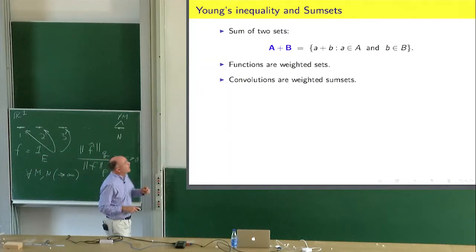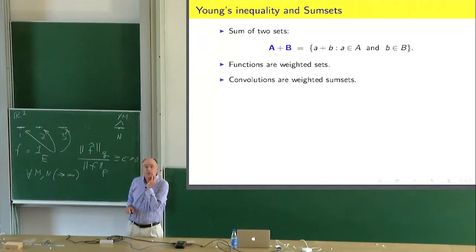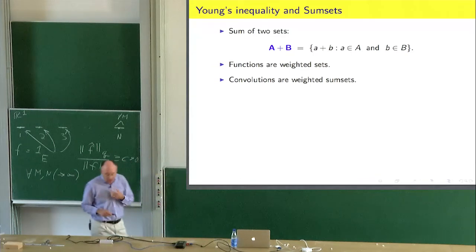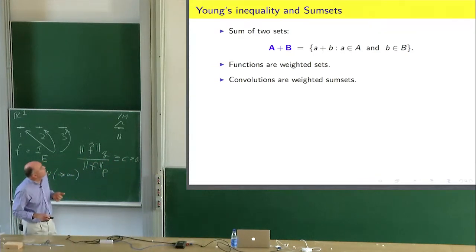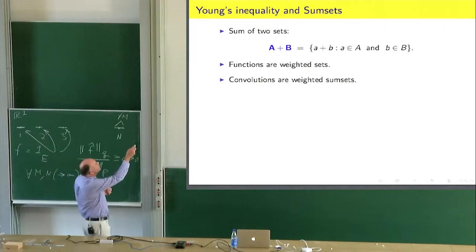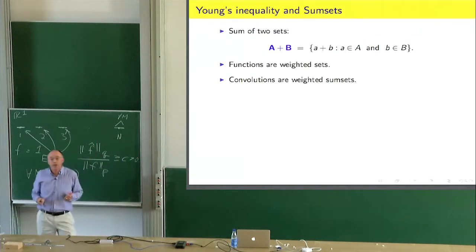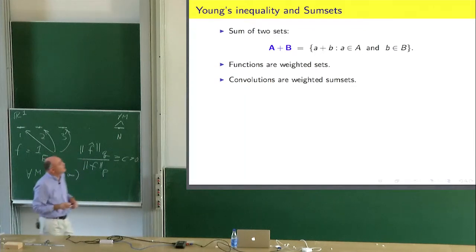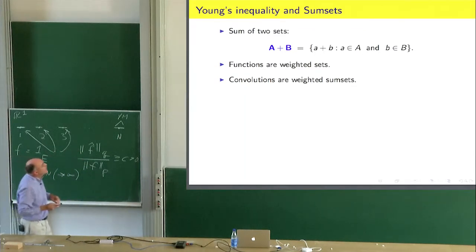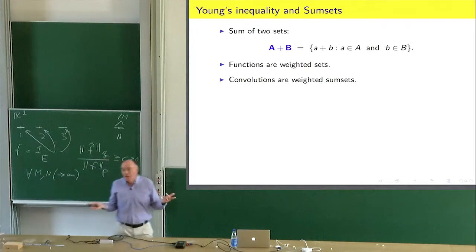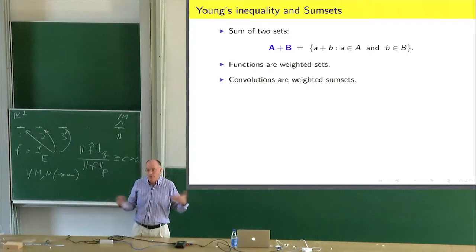Okay, Young's inequality is really about sumsets, and this is where the additive combinatorics starts to come in. So the sum of two sets, A and B, is just the set of all pairwise sums, little a plus little b, where little a and little b are drawn from the two sets. And we think of non-negative functions as just being sets with weights. The function is a weight on its support.